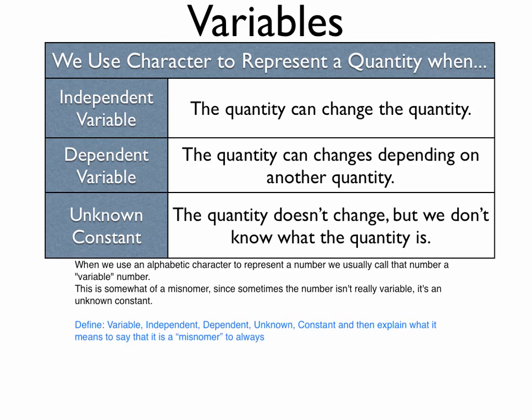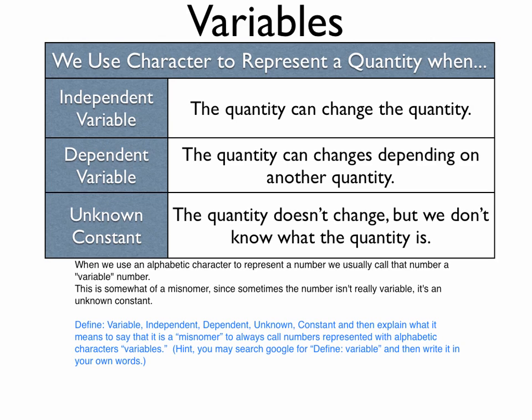What I'd like you to do now is go ahead and write down definitions for 5 things. I'd like you to write down the definition for variable, independent, dependent, unknown, and constant. Once you've written those down, I'd like you to explain what it means to say that it is a misnomer to always call numbers represented with alphabetic characters variables. You might want to use Google to help you find some book definitions and then write them in your own words. Your answer for the question of what it means to say it's a misnomer might start like this. Calling all numbers that we represent using alphabetic characters variables is a misnomer because, and then you fill in the rest.